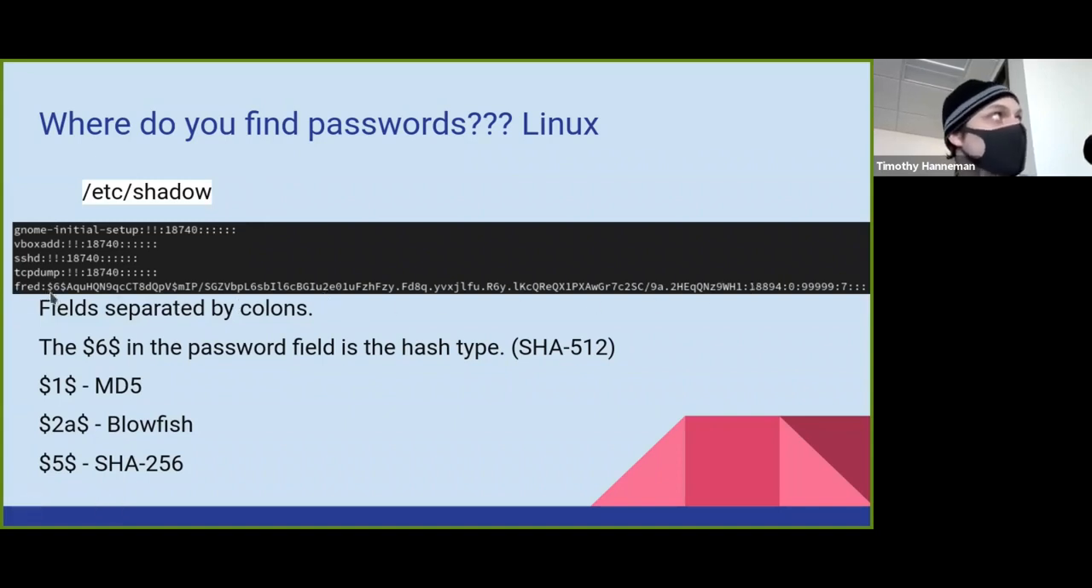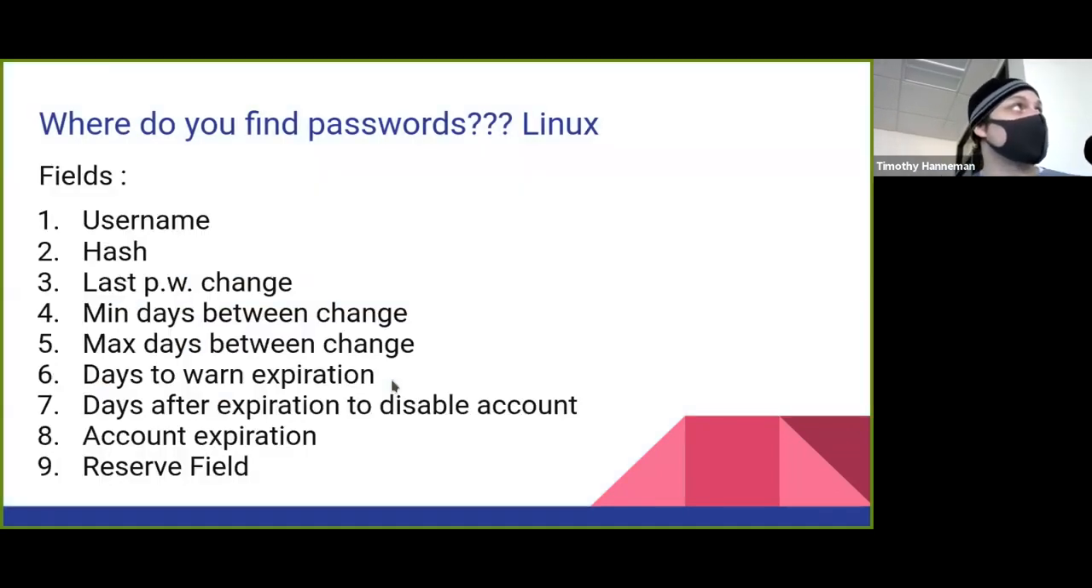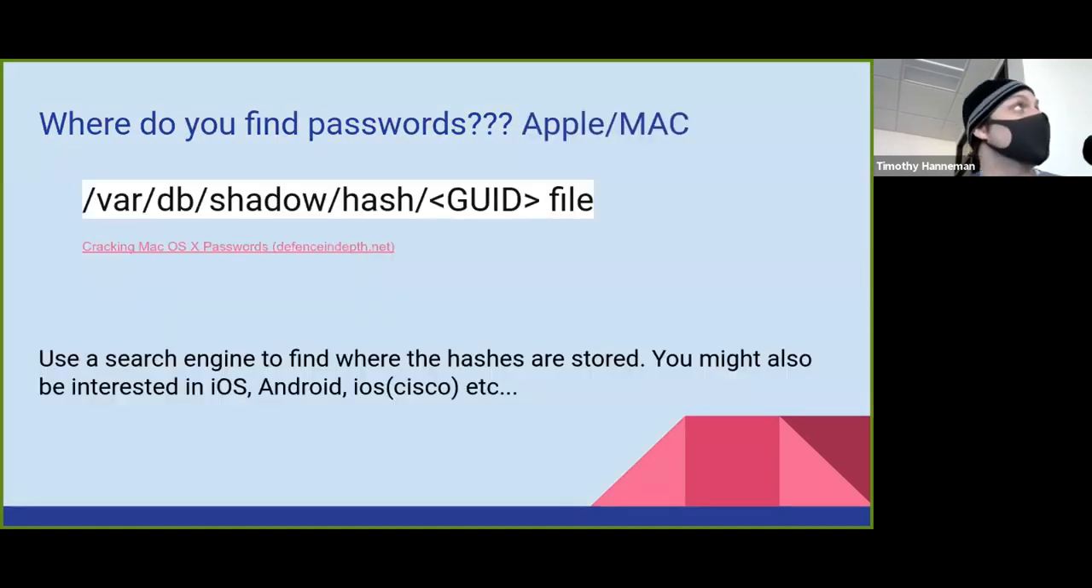The $6 actually tells you what type of hash it is. In this case, it's SHA-512. There are others. So $1 is MD5, et cetera, et cetera. You can look that up online if you come across something that you don't recognize. There's a variety of fields. They're not super relevant to password cracking, so take a look at this if you're interested later.